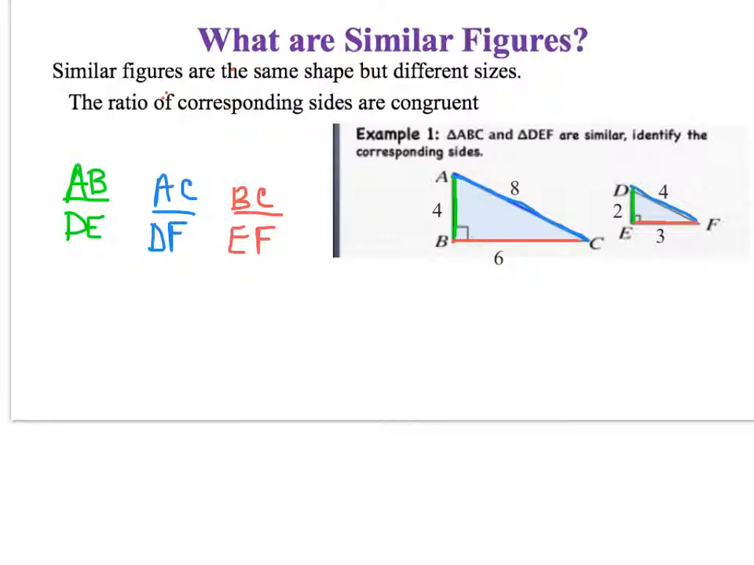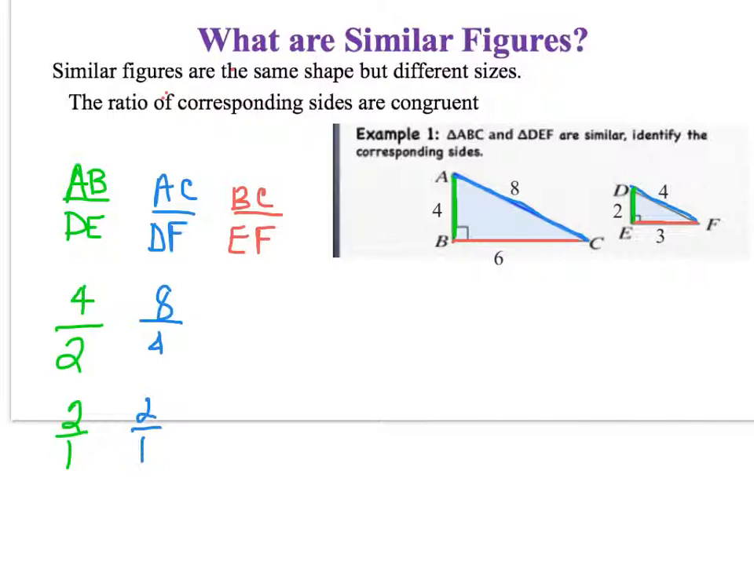Now I'm going to plug some numbers in for each side so we can see exactly why they're similar. So if I look at side AB, AB is going to be 4, and that corresponds to 2 on my small triangle. If I simplify that, it simplifies down to 2 over 1. AC measures 8, and DF measures 4. If I simplify those down, I also get 2 over 1.